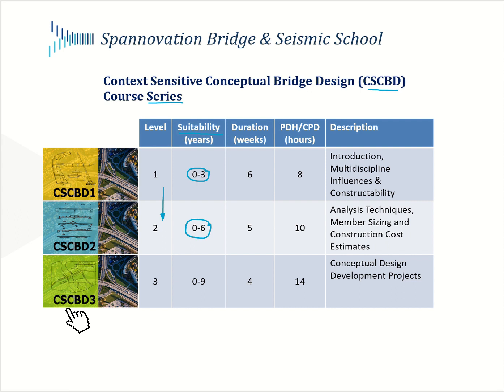The next column is the estimated duration to complete the course, assuming a weekly effort of 5 hours. So for CSCBD 2, it would take an estimated duration of 5 weeks if you're putting in every week an effort of 5 hours in completing this course. The next column is the allocation of the professional development hours for each of those courses. If you complete all the 3 courses, then you would gain a total professional development allocation of 32 hours.